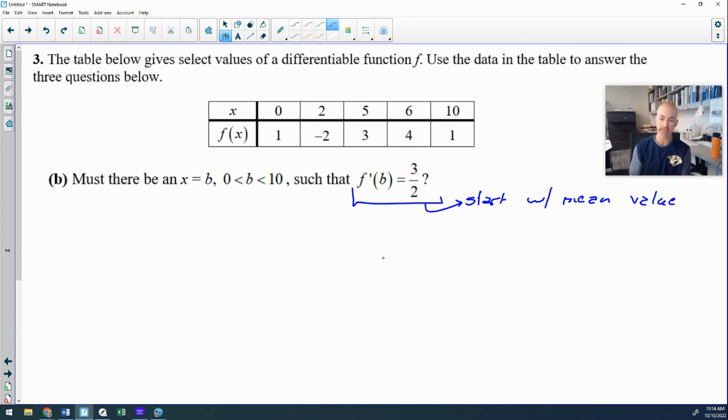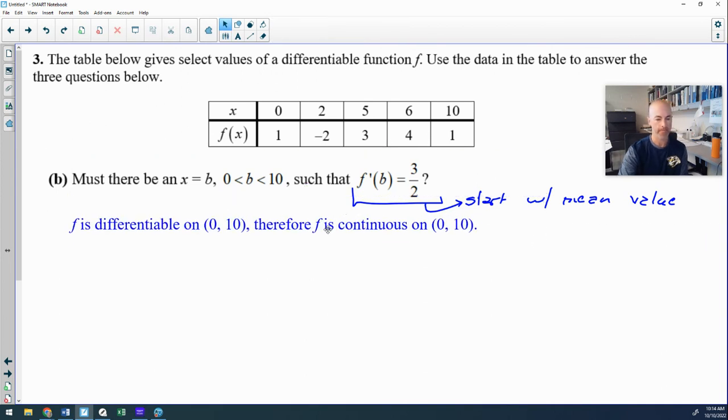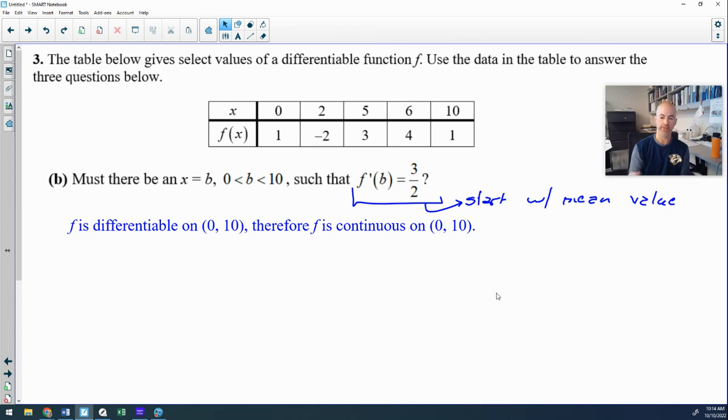And the mean value theorem says that as long as your function is differentiable and continuous, which this one is, and because I'm going to try to use the mean value theorem, I'm going to go ahead and declare that the function is differentiable and continuous by writing the exact same sentence I wrote earlier. And I'm going to cheat this time. There it is. f is differentiable on 0 to 10. Therefore, f is continuous on 0 to 10.